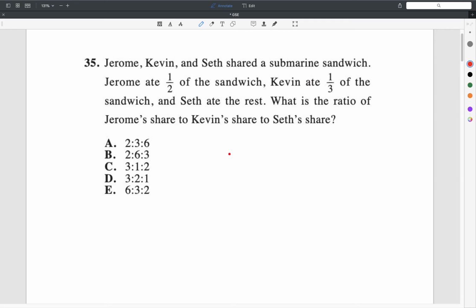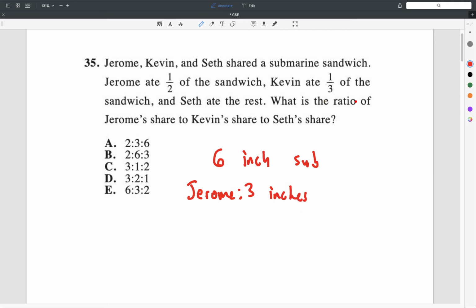So if we wanted to solve this by giving ourselves an example, you could just give yourself an actual number for the size of the original sandwich. And again, let's choose a number that's going to be easy to work with. Since Jerome ate half of it and Kevin ate 1/3 of it, let's choose a number that is easily divisible by 2 and easily divisible by 3. The first number that comes to my mind here is 6, so let's make this sandwich a 6-inch sub. And if Jerome ate half of it, that means Jerome will have eaten 3 inches.